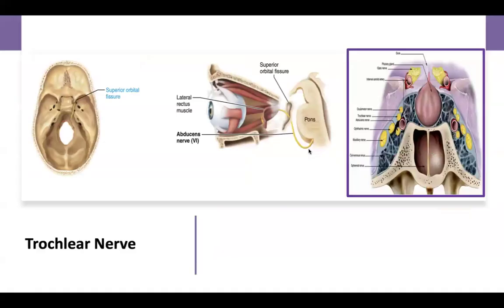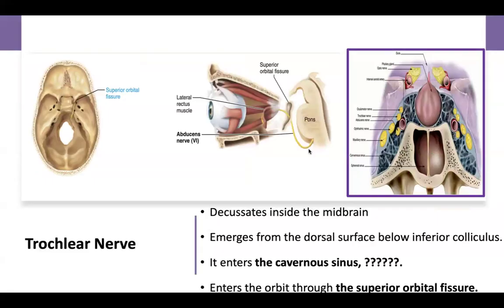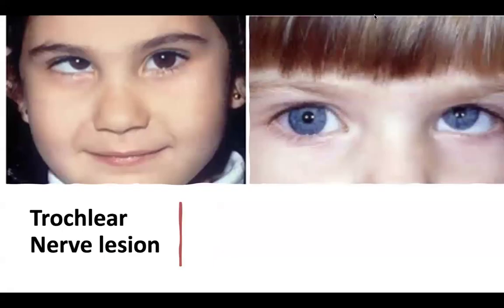The same for the trochlear nerve. Here is the lesion of the trochlear nerve. Here the eye is directed up and in, so the action here is by the superior rectus. The opposite of the superior rectus is the superior oblique, so we have here a superior oblique lesion. What is the nerve supply of the superior oblique? The trochlear nerve.